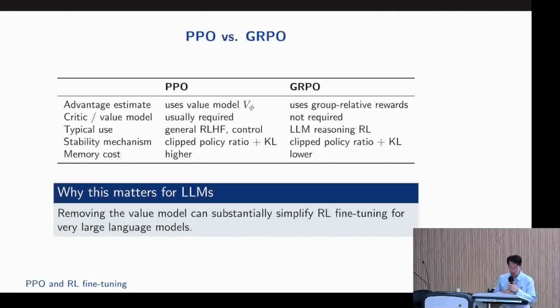Okay, so we discussed PPO, which is probably everybody's first choice because the algorithm is so robust. PPO uses a separate value network. GRPO uses sample returns. What's the usage? Reinforcement learning with human feedback, control, any RL task. And memory cost is higher for PPO because you need to maintain a separate network in memory.